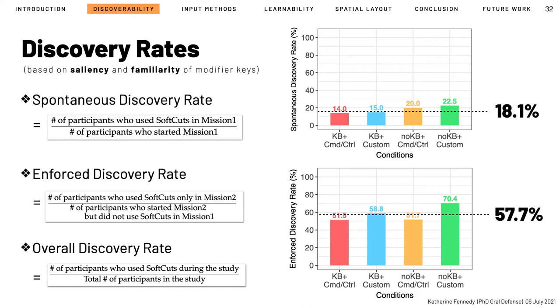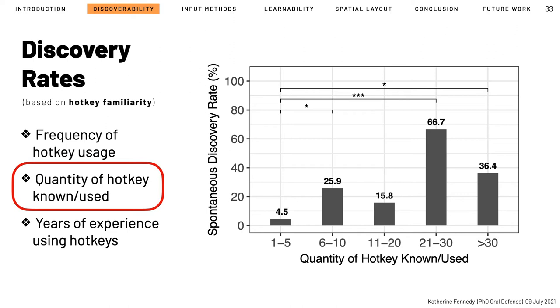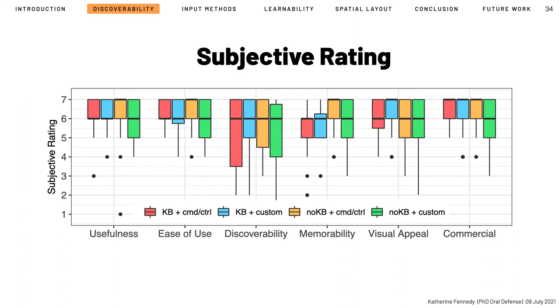However, we also asked participants about their familiarity with desktop hotkeys, and there is a significant difference in our spontaneous discovery, suggesting that the discoverability of SoftCuts is positively influenced by how many desktop hotkeys they knew or have used. For those that completed both missions, we also asked them to rate their experience using SoftCuts. We found no effect of saliency or familiarity on subjective rating.